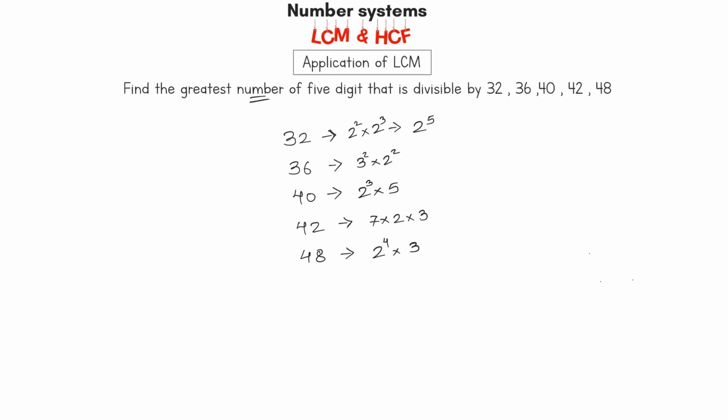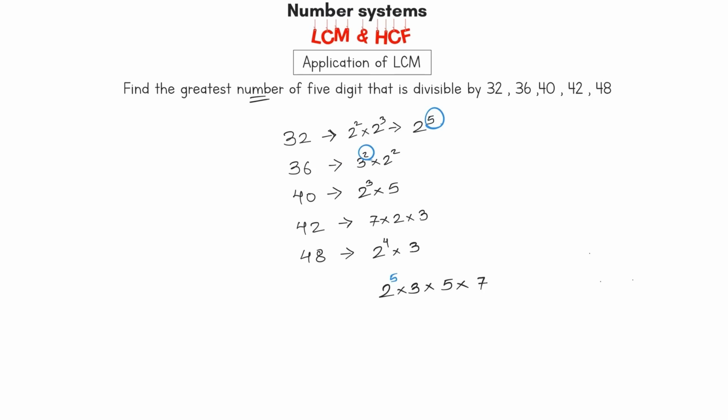Now I'll write all the distinct numbers that I can see here: 2 and then 3 and then 5 and then 7. Okay, this is all that I can see here. Now I need the highest power of what first? I need the highest power of 2. What is the highest power of 2 here? I can see here it is 5. So I'll write it here as 5. What is the highest power of 3? Let's check it here. 3 to the power 2, 3 to the power 2, right?